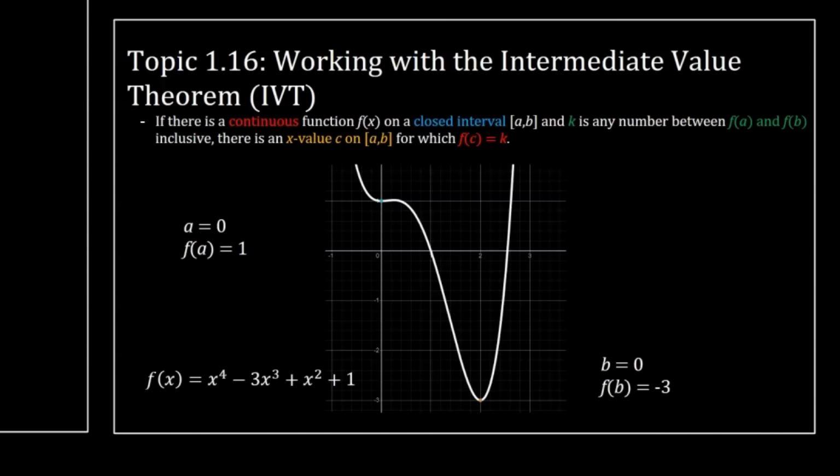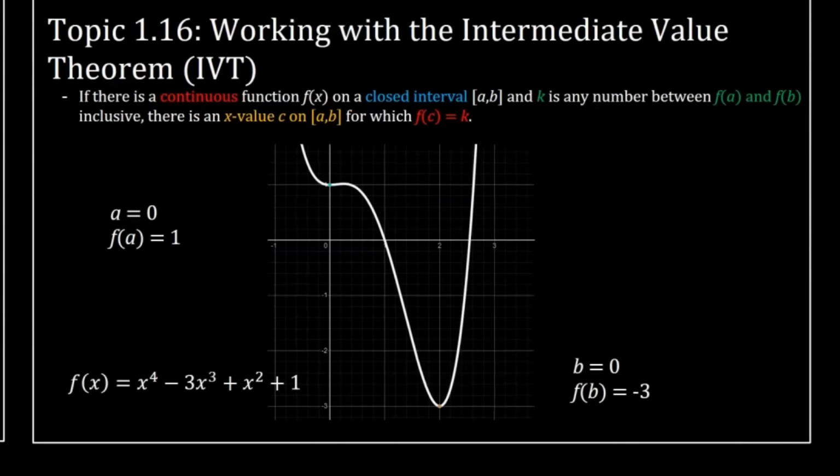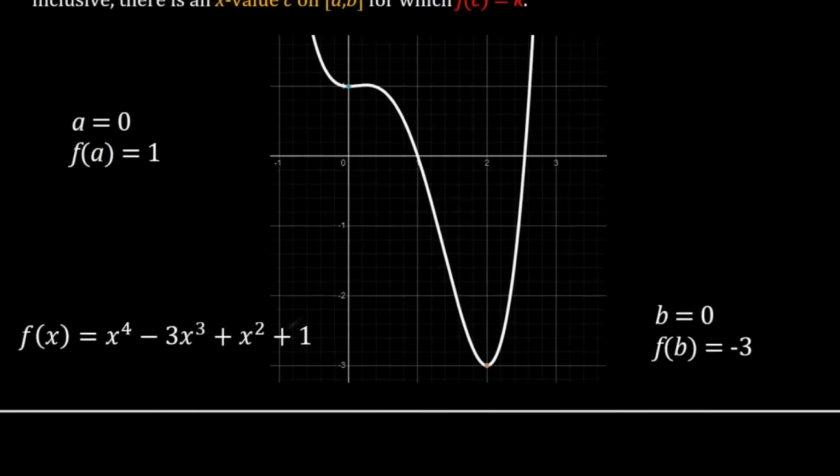Okay, in topic 1.16, we're working with a theorem called the intermediate value theorem. At first this is going to sound very abstract and possibly very complicated, but once we go over the example, it's going to simplify everything for you, I promise. If there is a continuous function f of x on a closed interval [a, b], and k is any number between f of a and f of b inclusive, there is an x value c on [a, b] for which f of c is equal to k. That probably sounded like a lot of gibberish. We're going to take a look at this example and figure it out.